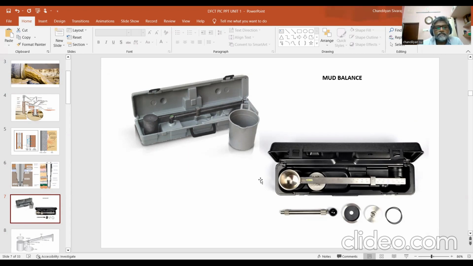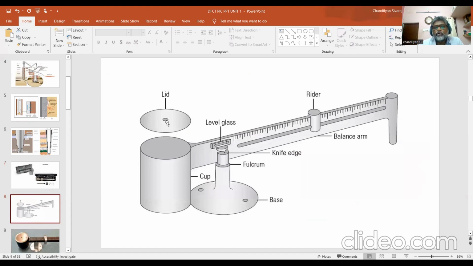or having a perfect balance. Here, the lid has got a hole, so you'll be pouring the drilling mud here, and when you place the lid, excess drilling mud will be peeping out of the hole of the lid. Wipe it off with a cloth, and then there's a level glass, and there'll be a fulcrum point. This is a fulcrum point. If you do not know what a fulcrum point is, or if you've forgotten, please refer to the physical balance. You'll be able to visualize it.